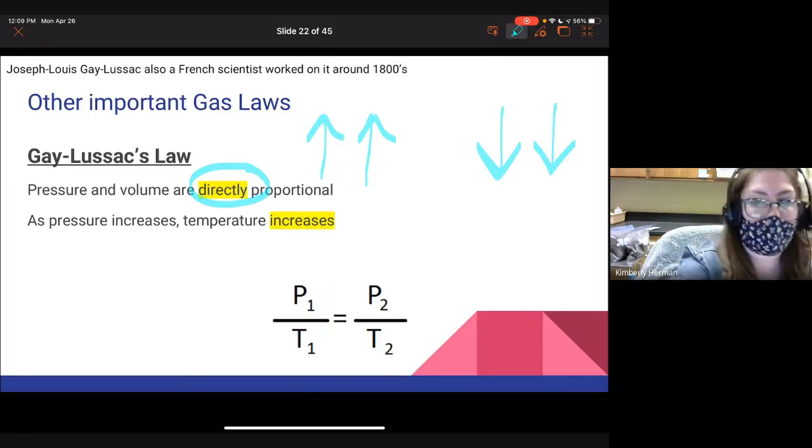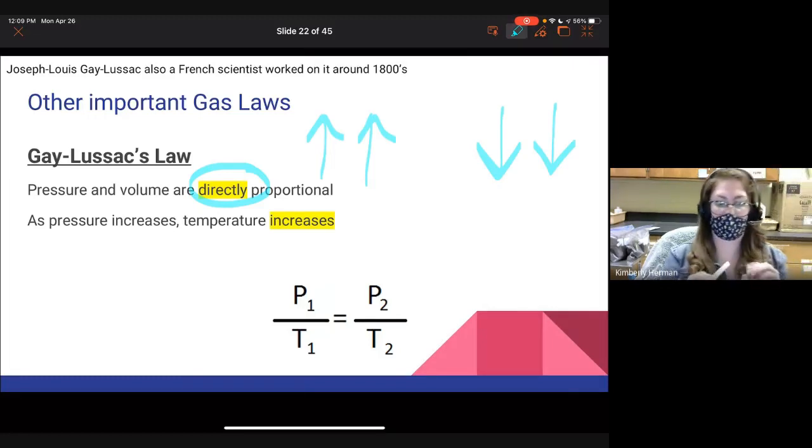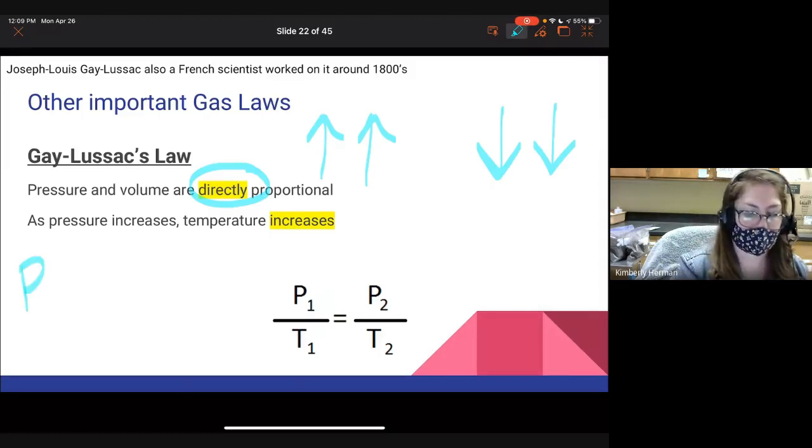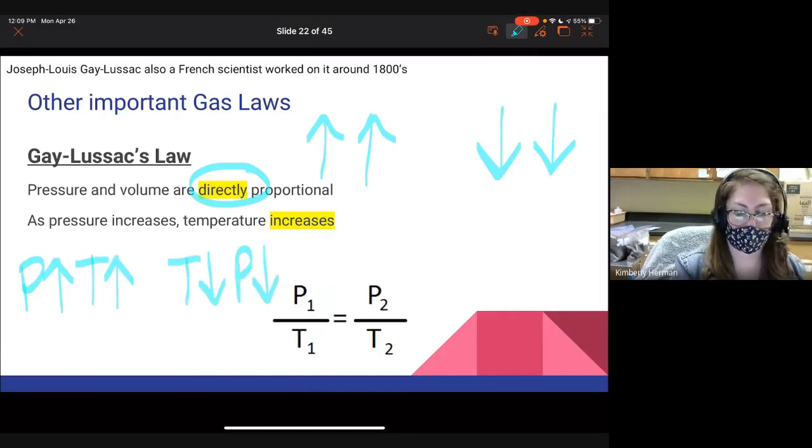And remember, we can use our PTV stick. With Gay-Lussac's law, we're keeping volume consistent. So, as our pressure increases, notice that our seesaw of T also goes up. If pressure decreases, our temperature is going down. So, I'll write it out. As pressure increases, temperature increases. As temperature decreases, pressure decreases.